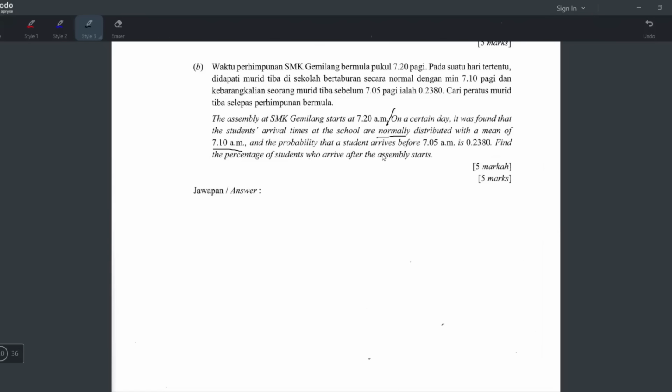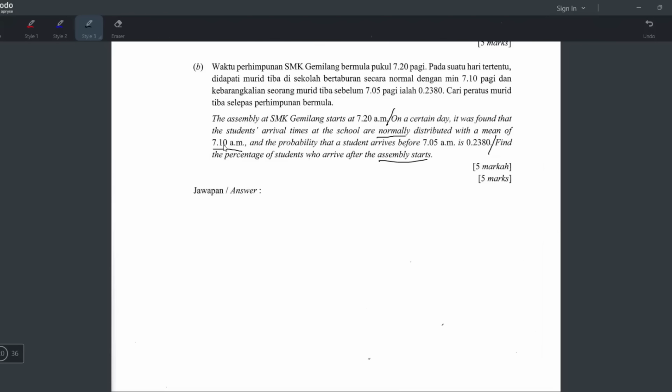and the probability that the student arrive before 7:05 is 0.238. Oh, they give you probability, so later have to baca dari dalam lah. Okay, find the percentage of students who arrive after the assembly starts. Okay, this question is really weird. It's really weird. Why? Let me tell you why it's weird.